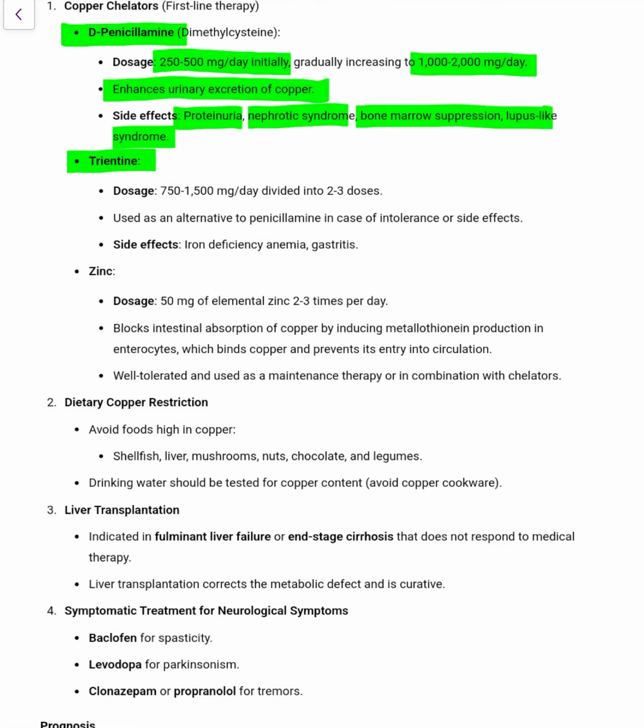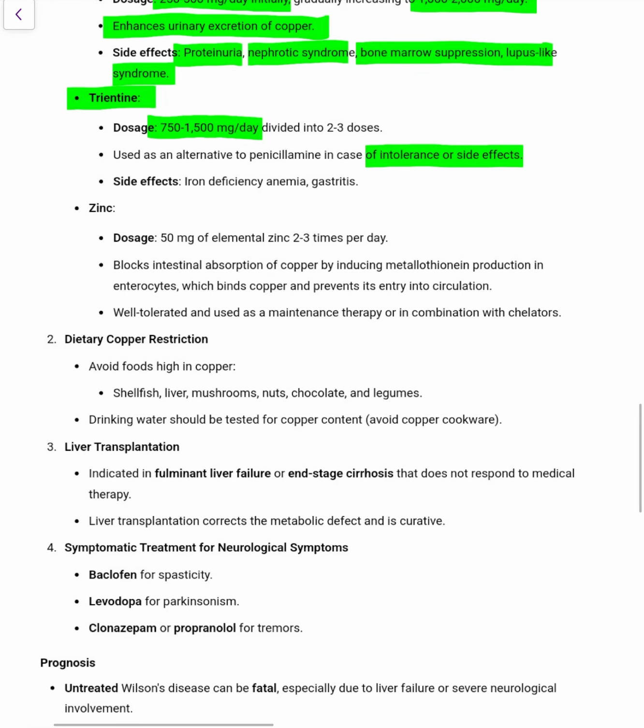Trientine, on the other hand, can be used as an alternative to penicillamine in cases of either intolerance or side effects. The dosage is 750 milligrams to 1.2 grams per day, divided into 2 to 3 doses. Side effects of trientine are iron deficiency, anemia, and gastritis.